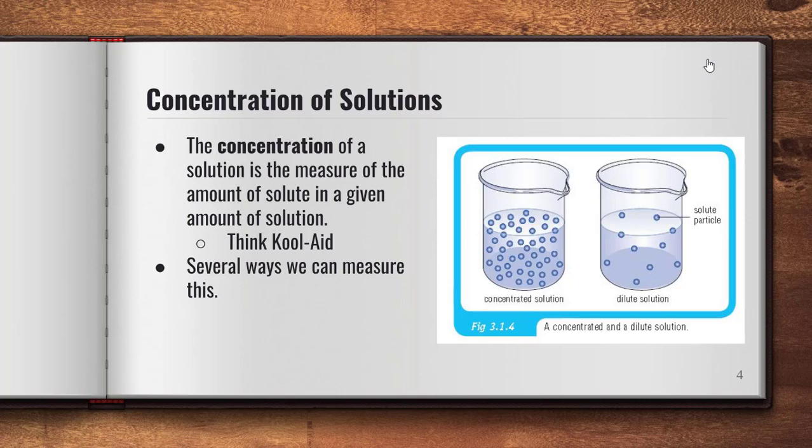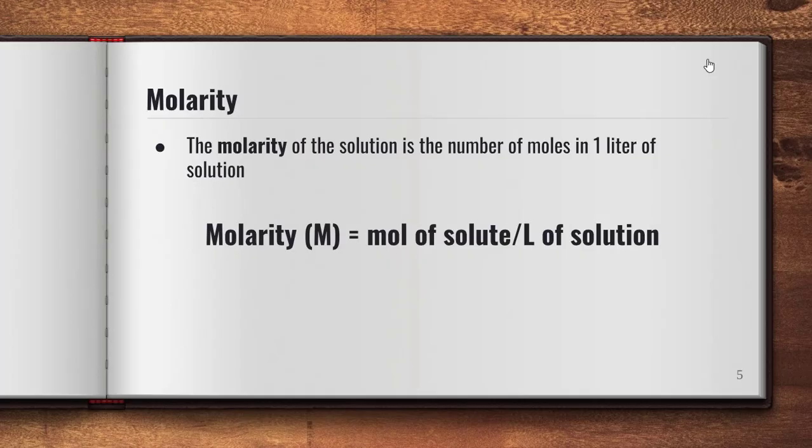There are several different ways that we can measure this as well. We'll talk about molarity, molality, and so on. The first one we're going to look at is molarity. Molarity is a very common way that we look at the concentration of a solution. Basically, it's the number of moles dissolved in every liter of solution. And so the formula for this is moles of solute divided by liters of solution.